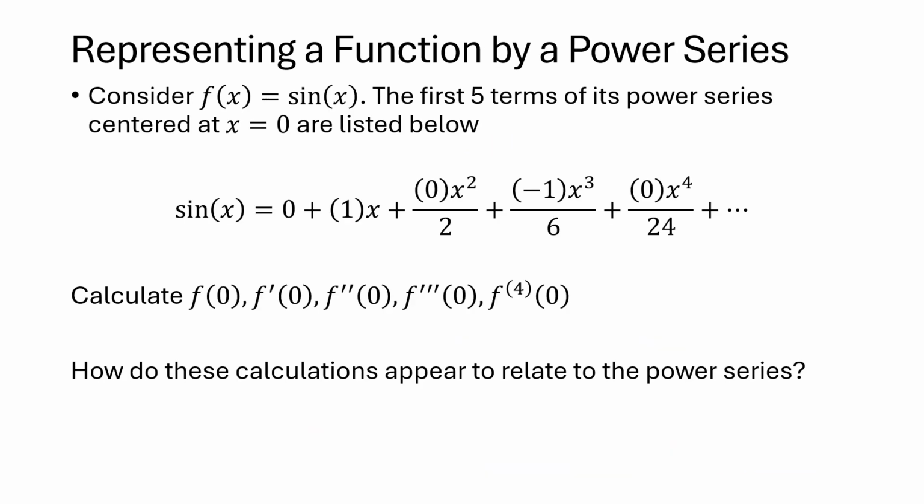Now, I want you to start looking for patterns in the way that a power series of a function is calculated. So here, we have the first 5 terms of the power series for sine of x centered at 0. So the terms are 0 plus 1 times x plus 0 times x squared over 2 plus negative 1 times x cubed over 6 plus 0 times x to the fourth over 24.